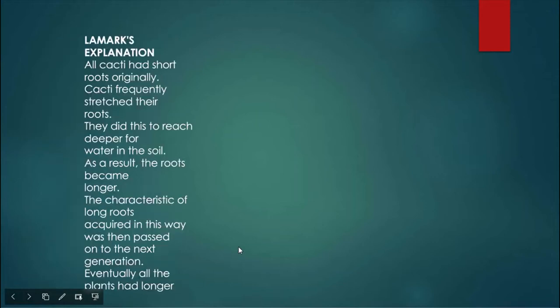And how will Lamarck explain this? All cacti had short roots originally. Cacti frequently stretched their roots. They did this to reach deeper water in the soil. As a result, the roots became longer. The characteristic of long roots acquired in this way was then passed on to the next generation. Eventually, all the plants had longer roots.